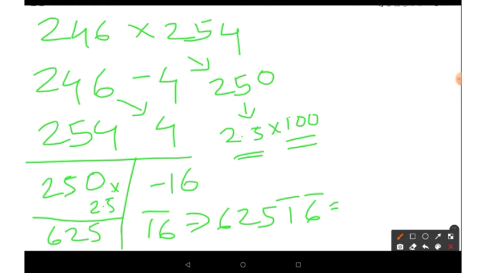For removing the bar, subtract the last digit from 10. So 10 minus 6 you will get 4. And then the remaining digit from 9. So 9 minus 1 you will get 8.